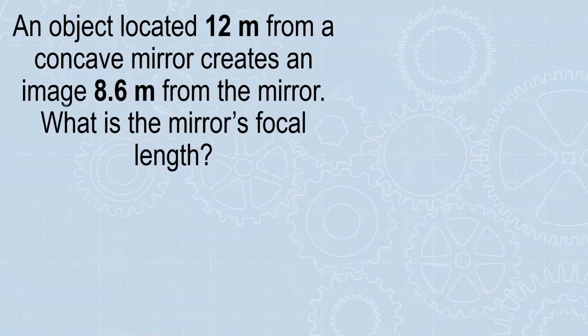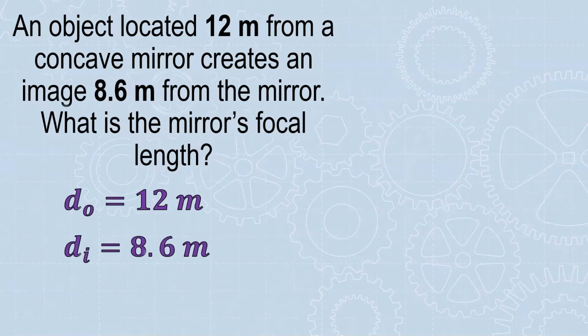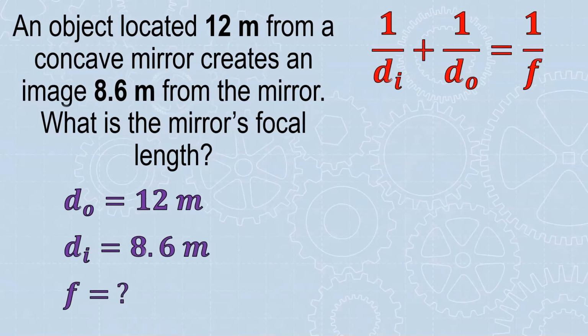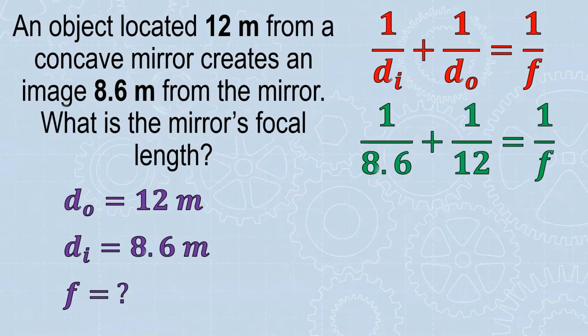An object located 12 meters from a concave mirror creates an image 8.6 meters from the mirror. What is the mirror's focal length? List out your givens, because if you list out the givens, the formula writes itself. There's only one formula that has those 3 variables. Substitute in what you know.